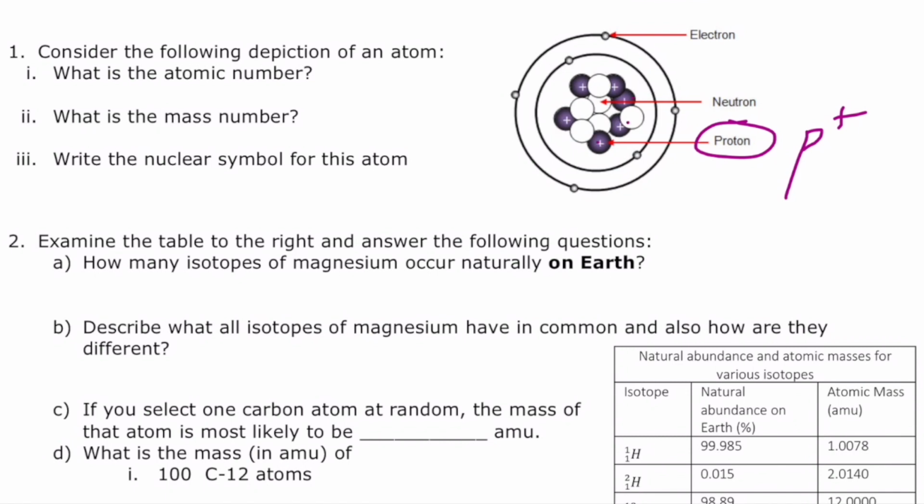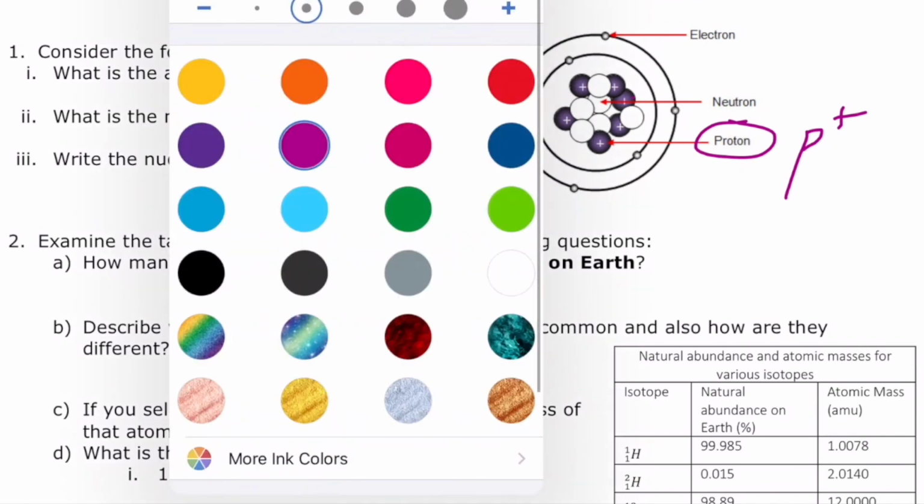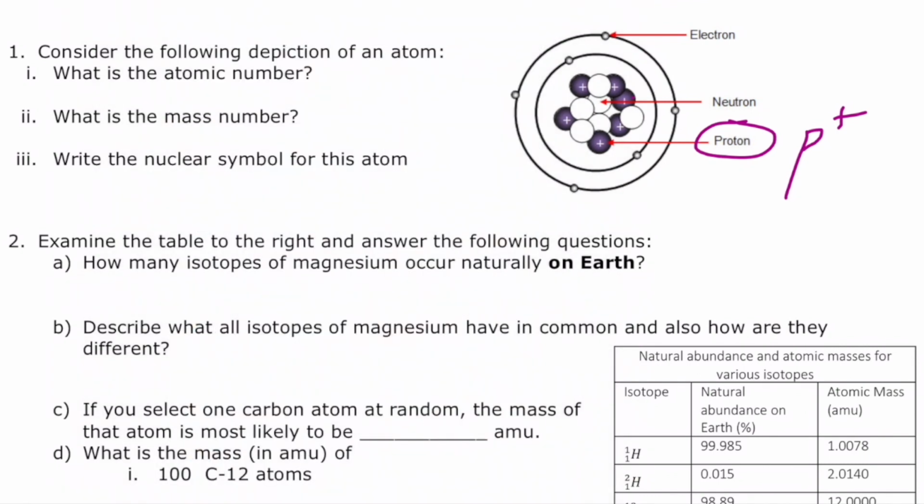Sorry, this was not a proton. So the positive charged particles. So 1, 2, 3, 4, 5, 6. So we have 6 protons, 6 positively charged particles. So the number of protons, the atomic number, that is Z, equals 6.